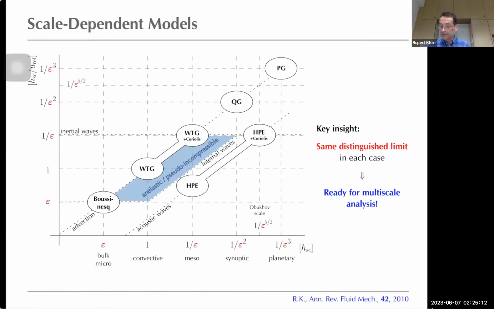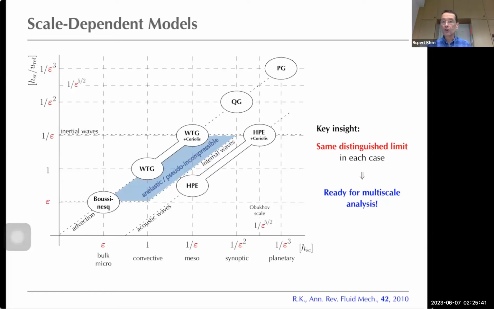Now, this gives me a diagram where over the length and time scales, I can localize all of these reduced models. The acronyms stand for planetary geostrophic, quasi-geostrophic, hydrostatic primitive equations, weak temperature gradient approximations, often used for tropical atmospheres, the Boussinesq model on the small scales, et cetera, et cetera. So I find all of them in such a scaling diagram.